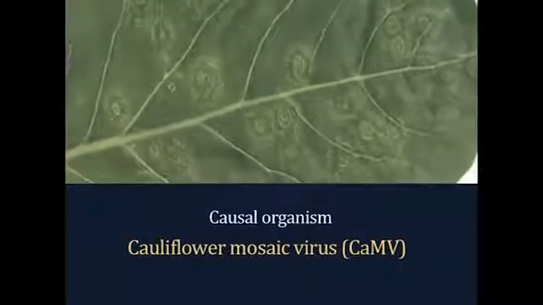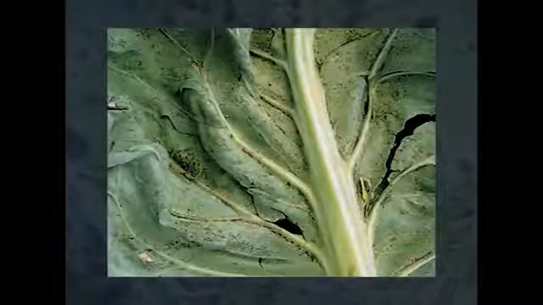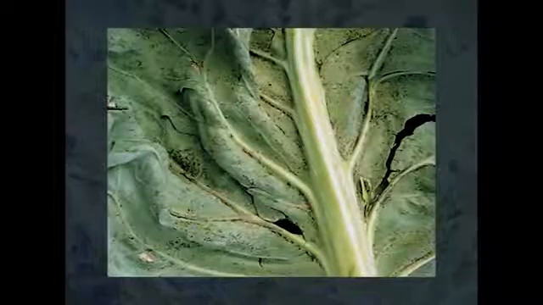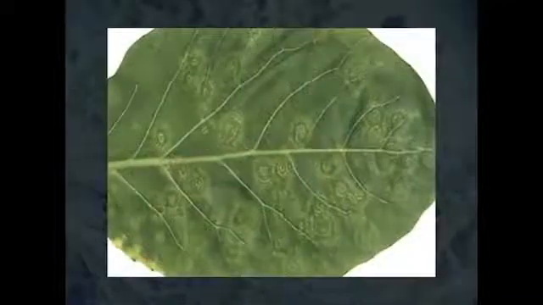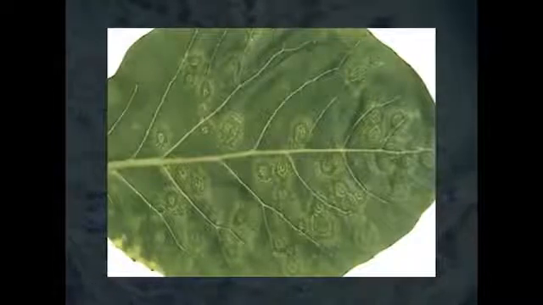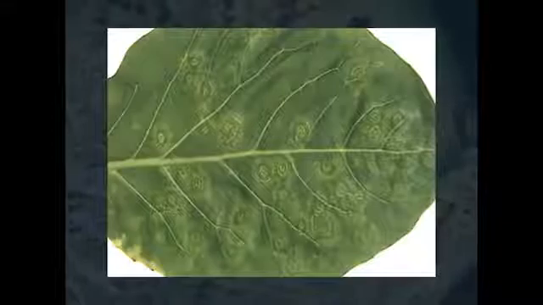Let's see the symptoms of the disease. Only members of the crucifer family are susceptible to CaMV. Systemic symptoms consist of a clearing or chlorosis along the leaf veins. Later symptoms appear as dark green areas along veins and necrotic spotting of the leaf. Chinese cabbage is particularly susceptible to CaMV.